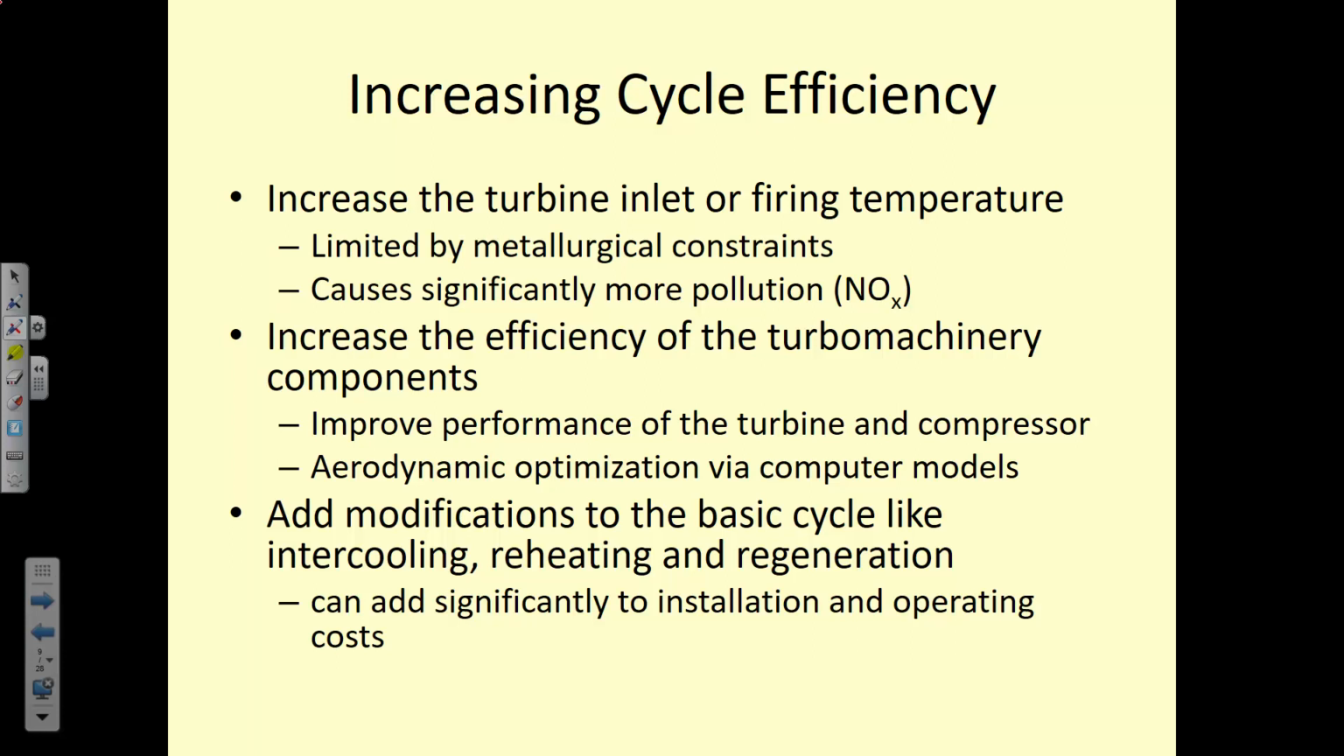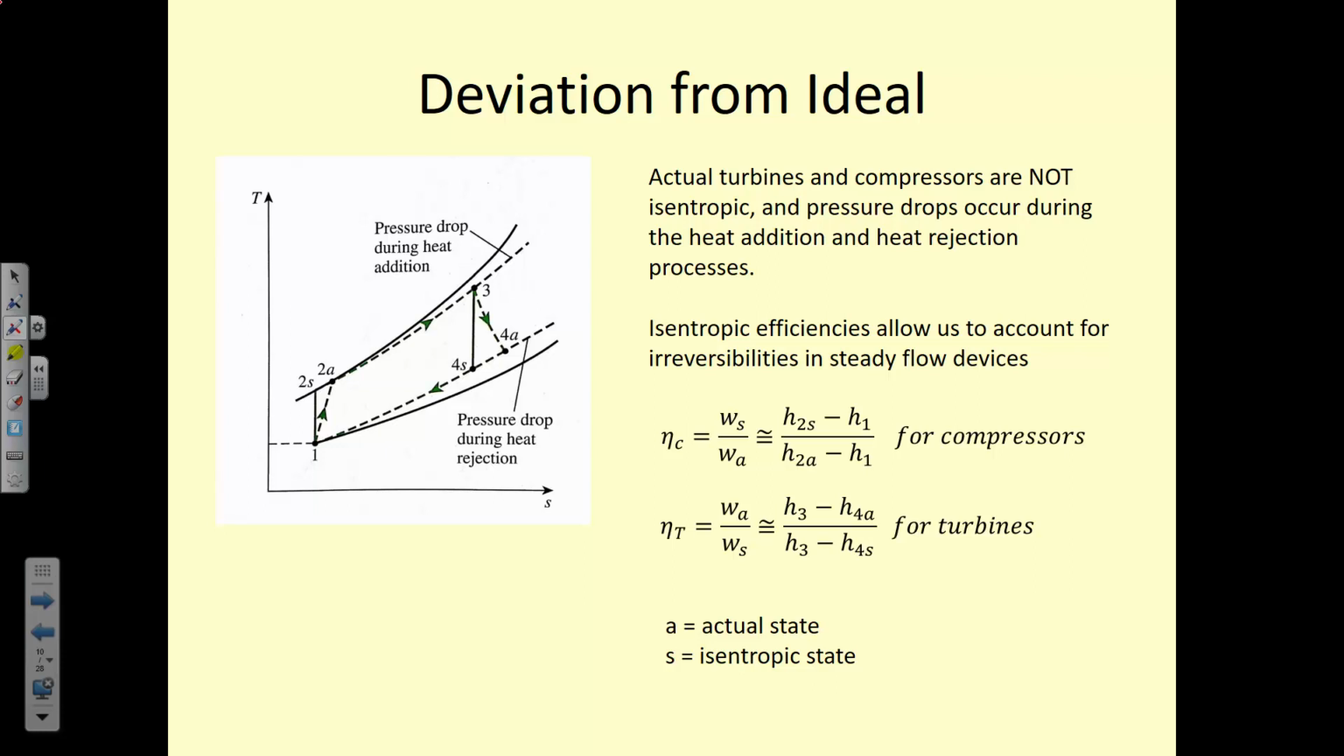And then the best way and the most common way, after you've done all of this other stuff and you've tweaked your design, tweaked your materials, removed a lot of the irreversibilities, is that you can add modifications to the basic cycle. We're going to talk about those today, where you add intercooling or reheating or regeneration, which allow you to get more out of this fluid process. However, it increases, again, the cost of operation and the initial cost of building a power plant to have these additional parameters.